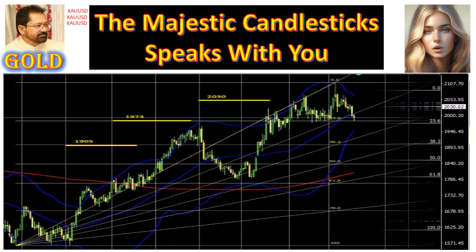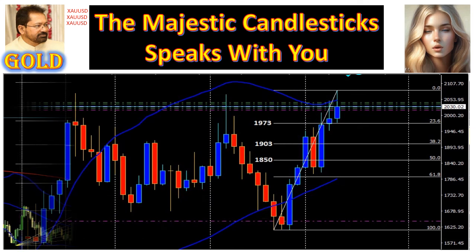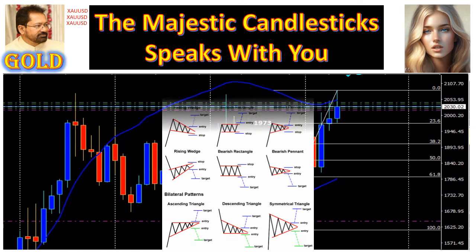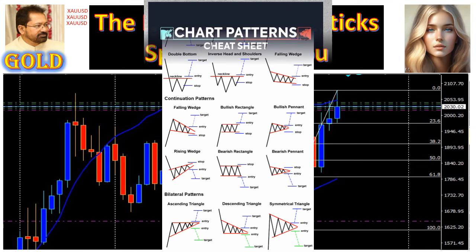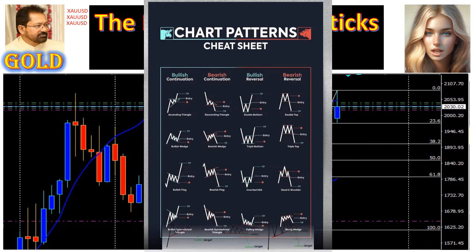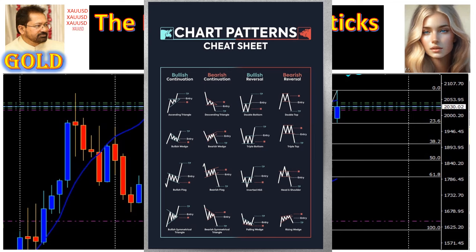Its growth, going upward, discloses that there are more buyers in the market, and its reduction, going downward, shows sellers are overcoming buyers. Keep practicing and observing candlestick patterns. As with any trading skill, consistency and experience are key to becoming a proficient candlestick reader.